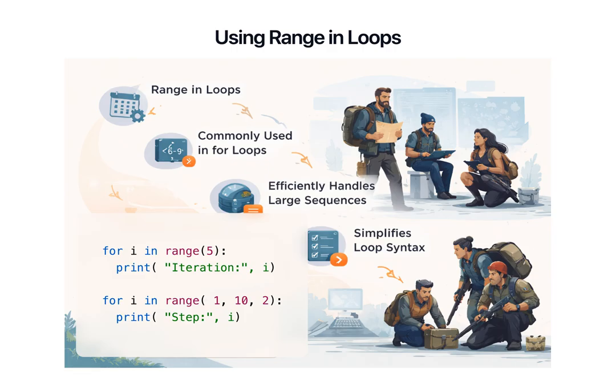Range is often used in for loops to control iteration, allowing for efficient handling of large sequences. It simplifies loop syntax by providing a clear way to specify the number of iterations.